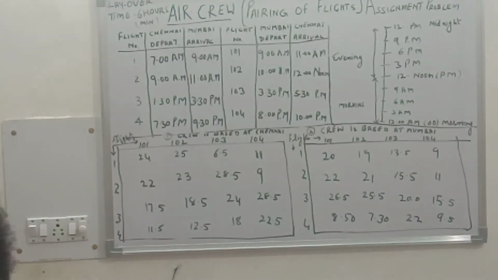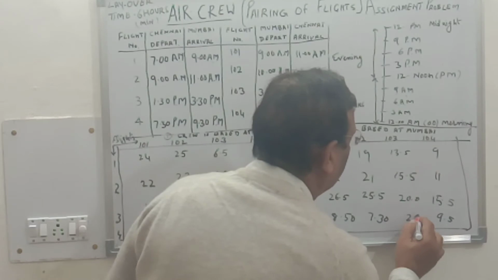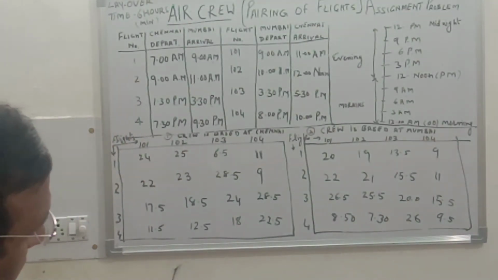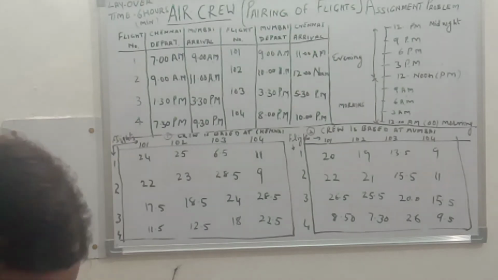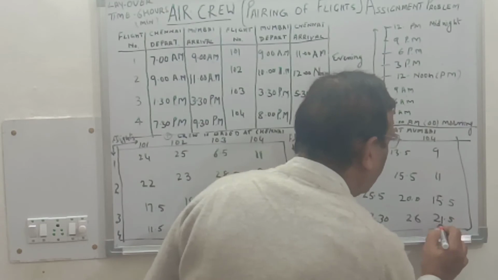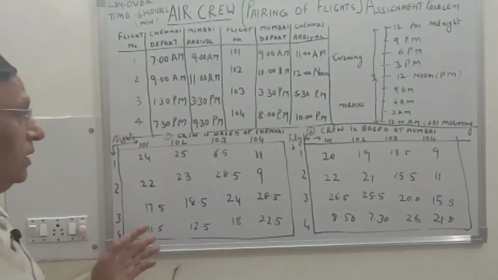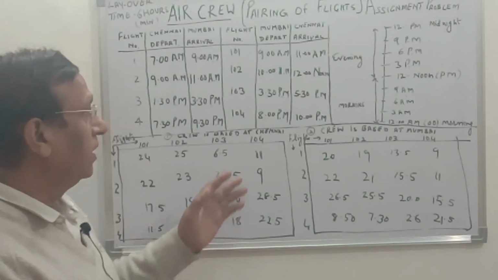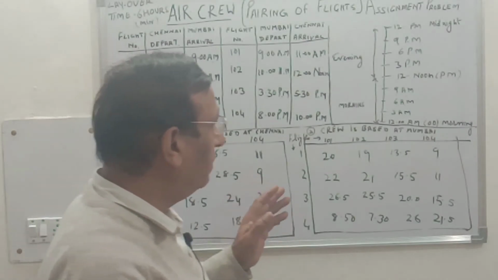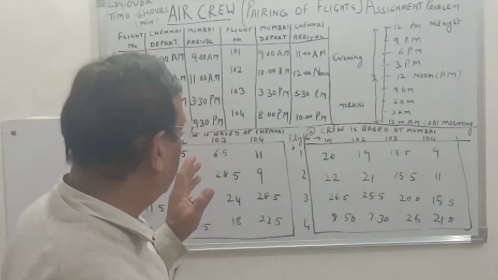And 26, then 9, 11, 15.5 and 21.5. So because I have made the calculation first, again you have to be very conscious in calculating the time between the flights.